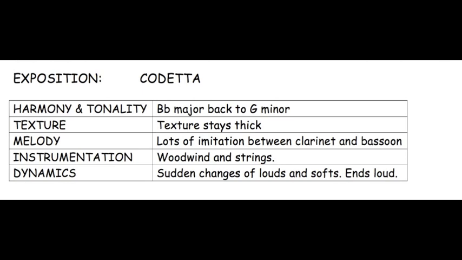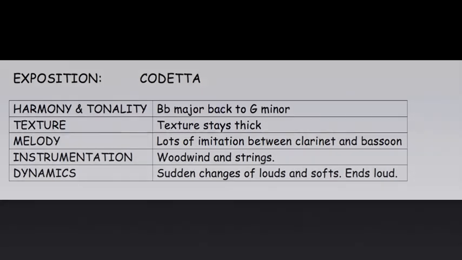Finally, the codetta, the mini coda. We start in B flat major and we go back to G minor, the main key of the piece. The texture stays thick, there's lots of imitation in the melody, particularly between the clarinet and the bassoon, and of course the section of the orchestra is still woodwind and strings, and there are more sudden dynamic changes of louds and softs, and it ends loud.